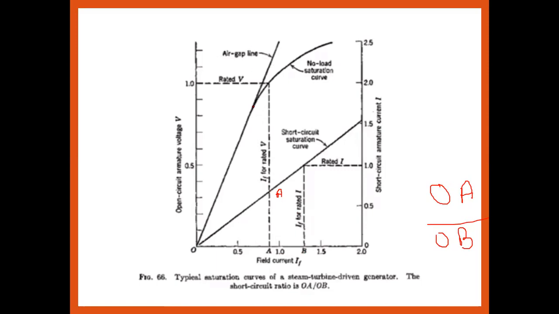Then there is the no load saturation curve, at rated voltage and rated current. On the x-axis we observe the field current IF, and on the y-axis we observe the open circuit armature voltage. That is a voltage parameter, and this is the current parameter. Okay, so OA by OB is called the short circuit ratio of the field current.